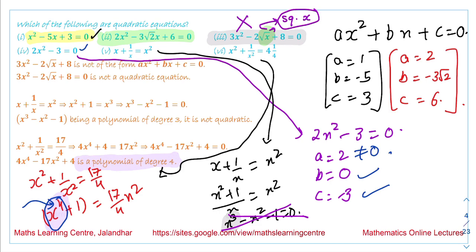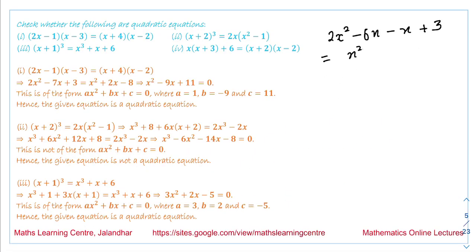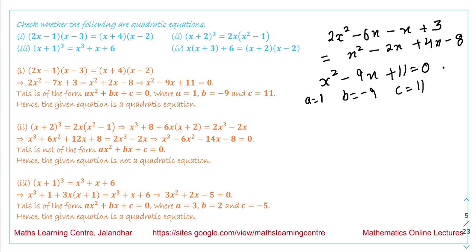Similarly, these equations are given to us. In the first equation, when we multiply these terms, we get 2x square minus 6x minus x plus 3, that is equal to x square minus 2x plus 4x minus 8. On solving and adjusting these terms, we get x square minus 9x plus 11 is equal to 0. So the value of a is 1, b is equal to minus 9 and c is equal to 11.